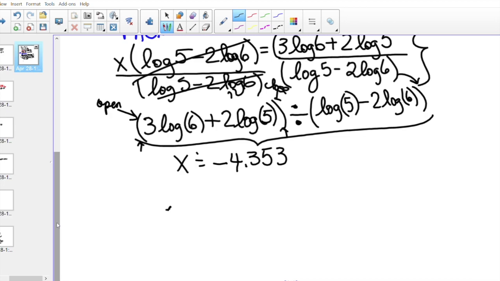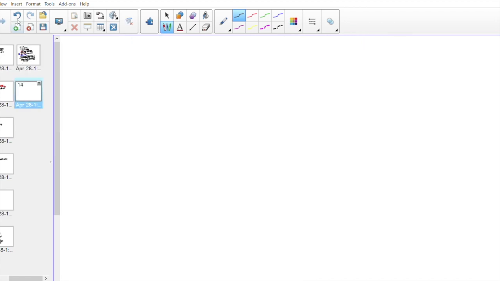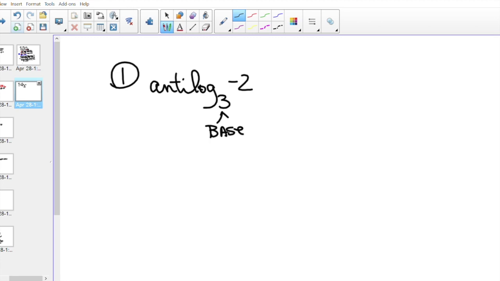Now we got analogs. Now I tried to show you that, but I'm not going to be able to do all of the analogs. I'm going to do number 1. Now analog is the reverse of base 3, negative 2. Now this is where the 3 is the base. But now the negative 2 on analogs, now you got to understand this is for analogs, would be the power. So it's 3 to the negative 2 power.